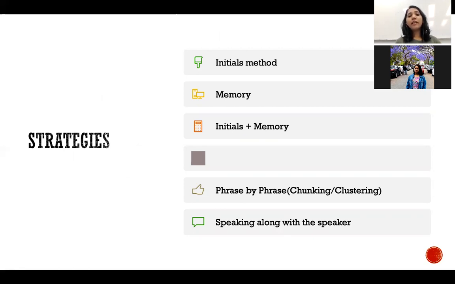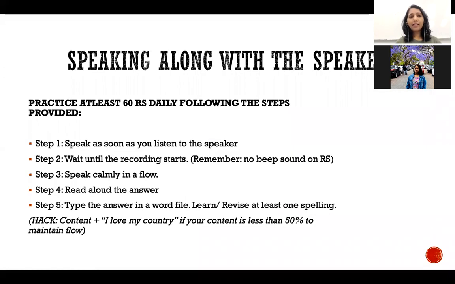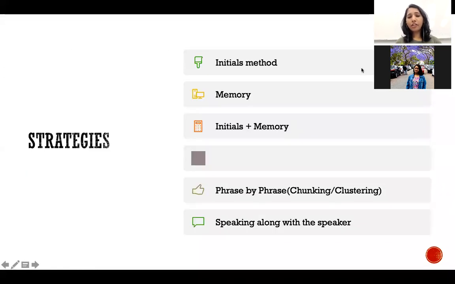The third way you can solve this question or attempt this question is use a combination of both initial letter and memory. So maybe you take the first half as initial, the latter half as your memory, or vice versa. The last method is called repeating along with the speaker, where when the audio is playing, you go on autopilot or you stop thinking and you start repeating what you hear mindlessly. And when the audio finishes and your recording starts, you repeat back what you're hearing. That's also a very efficient strategy.